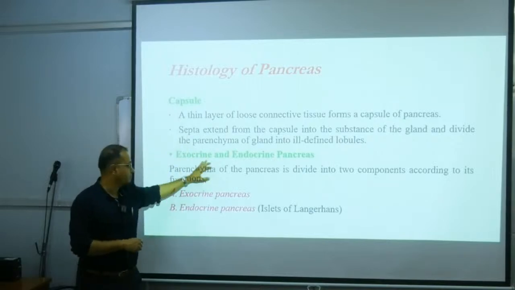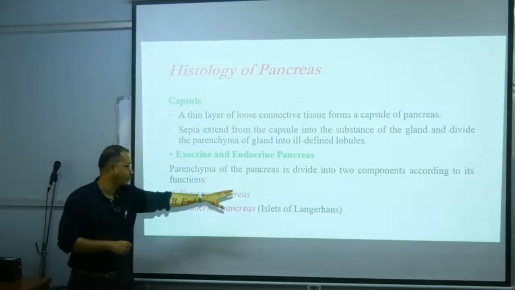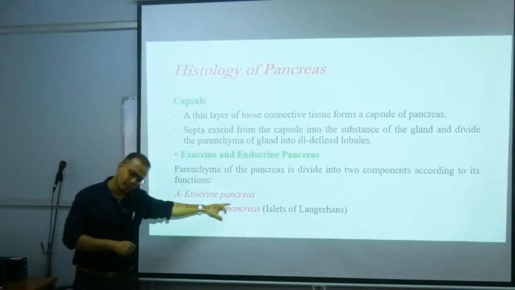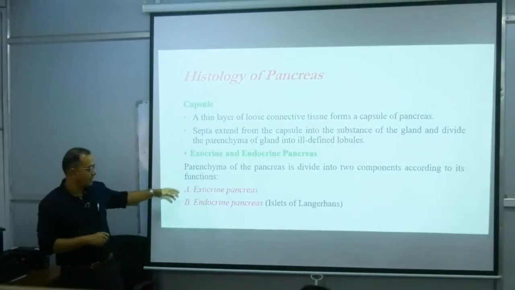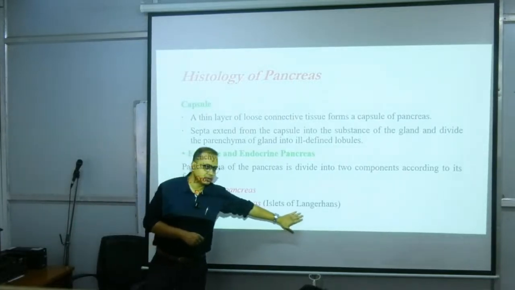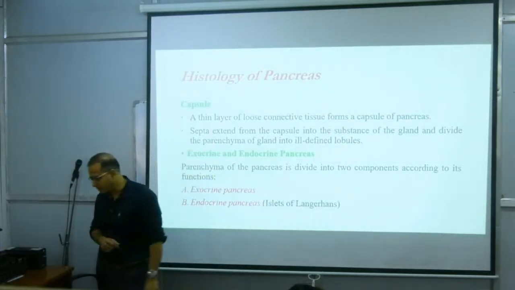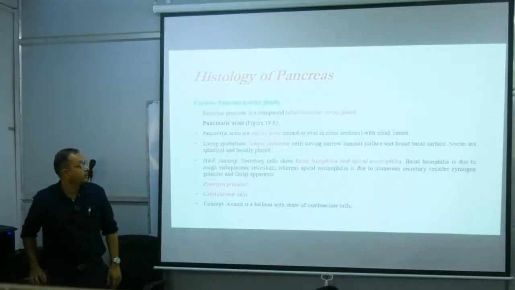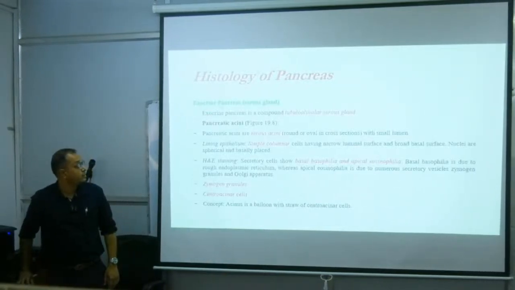And as we have mentioned, this pancreas has exocrine and endocrine functions. We are going to see the exocrine component of the pancreas, which is predominantly seen, and some areas of endocrine tissue we call islets of Langerhans. These are the two entities we are going to address in this session. Now, let us deal with the exocrine functions.